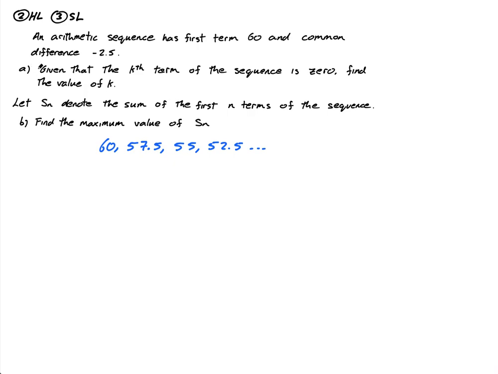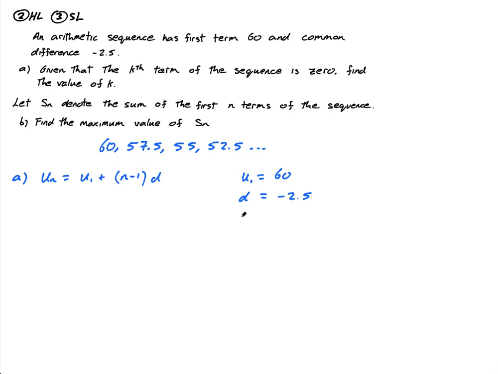Okay, A, given that the kth term of the sequence is 0. Our formula booklet tells us that the nth term u of n is equal to u1 plus n minus 1 d. That is in the formula booklet. And it says that the kth term, or you can call it the nth term, is equal to 0. So we know the first term, u1, is equal to 60. We know our d is equal to negative 2.5.